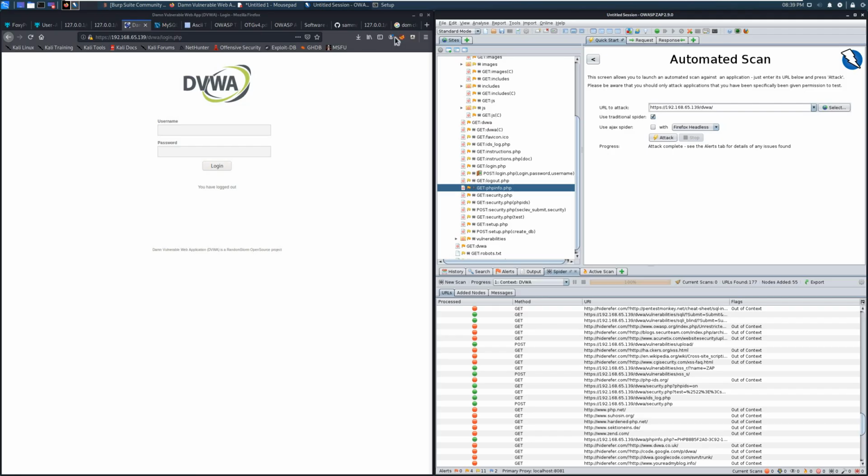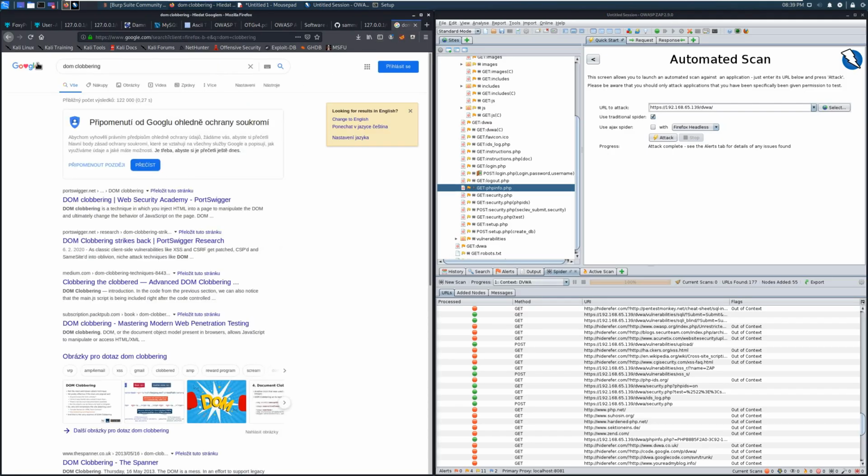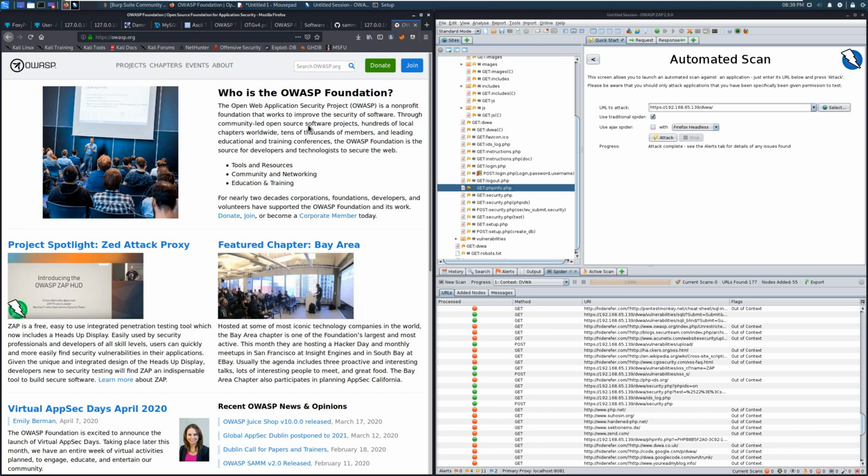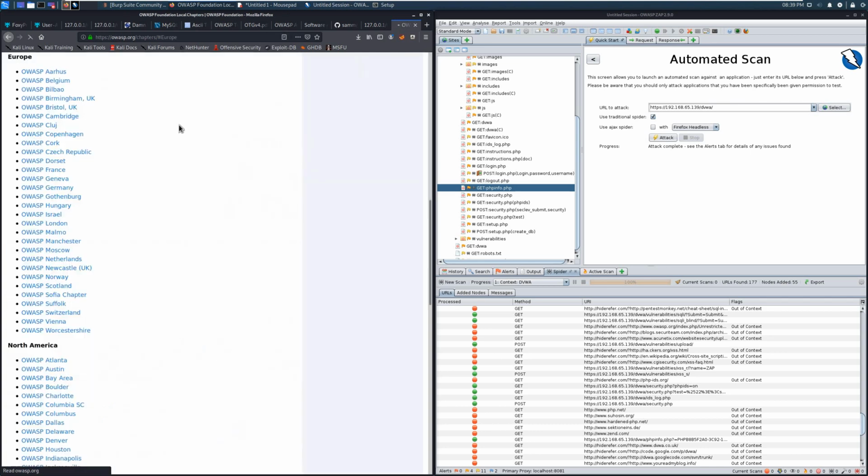It's fairly easy. You can just open Google or go directly to owasp.org, and here at the bottom you can see a section called chapters. Let's say I will give you an example, because I am the Czech Republic chapter lead, so I will just show you that chapter page. You select the continent where you live. Well, for me it's Europe, and now the Czech Republic one for me.